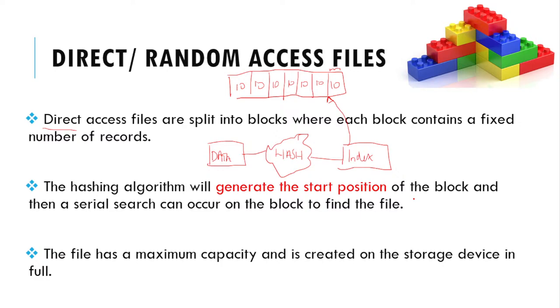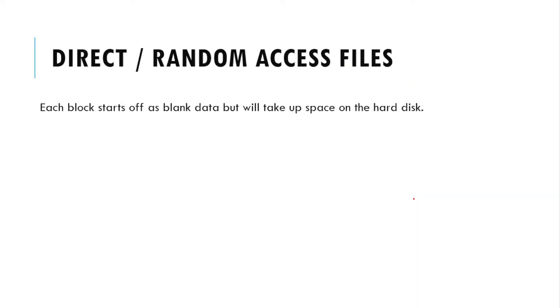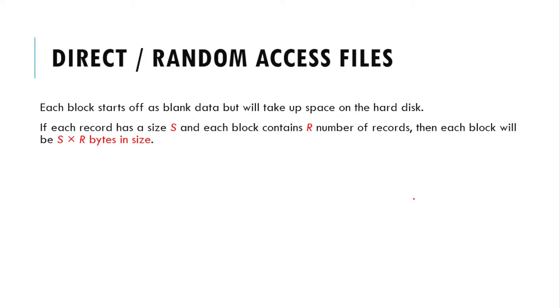The file has a maximum capacity and is created on the storage device in full. I remember when I told you the story of Sam, him creating his random hashing algorithm that created such a large index that everything before that data that was stored is white space. It's wasted memory. So a disadvantage of using direct access is that the file is created in full and it wastes a lot of space. Each block starts off as blank data, but will take up space on the disk.